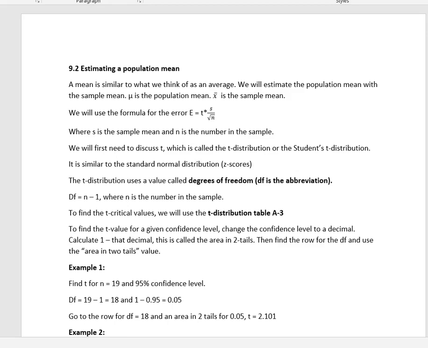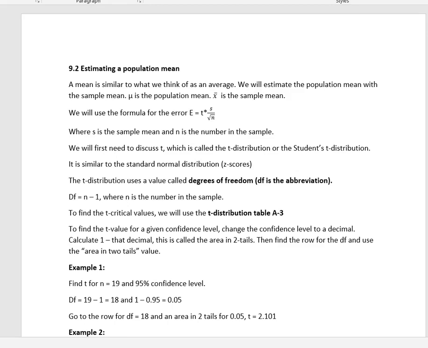Error is t times s divided by the square root of n, where s is the sample standard deviation and n is the number in the sample. We will first need to discuss t, which is called the t-distribution or the student's t-distribution. It is similar to the standard normal distribution, z-scores.